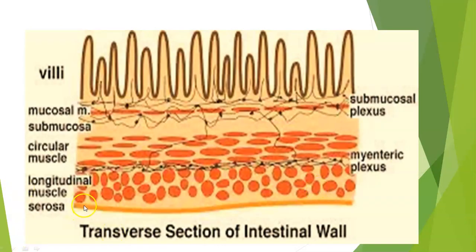See, this is the cross section. Here this is the serosa, this is the longitudinal muscle layer, and this is the circular muscle layer. Between the circular and longitudinal muscle, the myenteric plexus is present. This is important. It is involved in the motility of the small intestine.